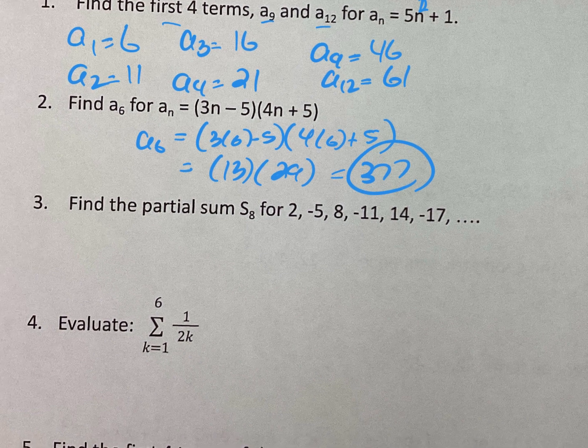Number 3, find the partial sum. So sum of the first 8 terms. Now let me see how many we got here. We've got 1, 2, 3, 4, 5, 6. The next term would be 20, then negative 23. My job is to add all those together.